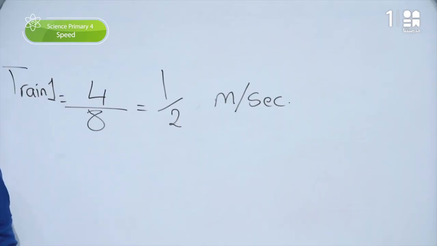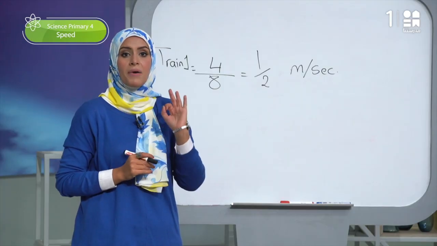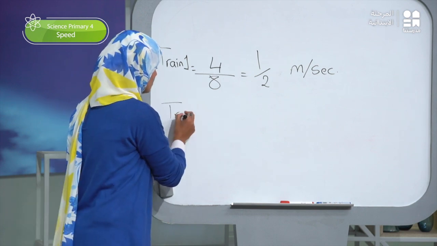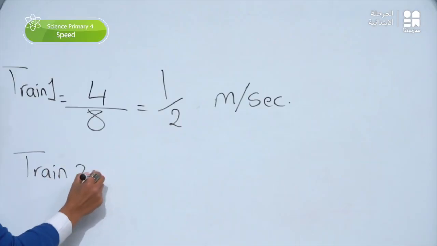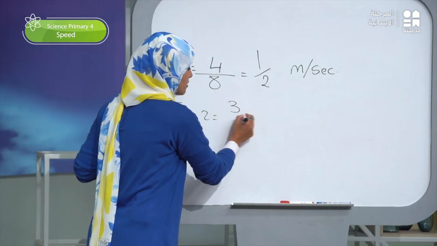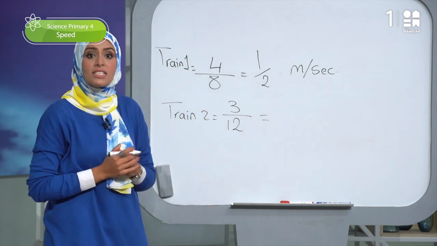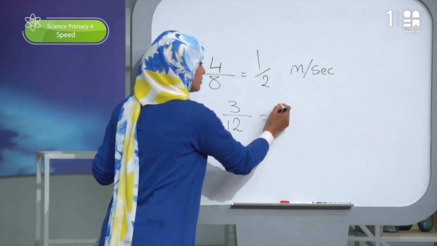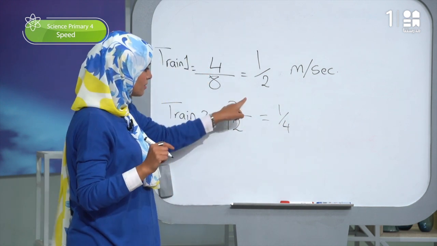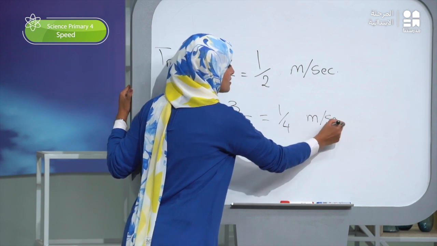What about the speed of the old train? The old train moves 3 meters per 12 seconds. So train 2 speed, we always say that speed is distance divided by time. So it moves 3 meters per 12 seconds, which equals a quarter. A quarter, and I must write the unit: meter per second.